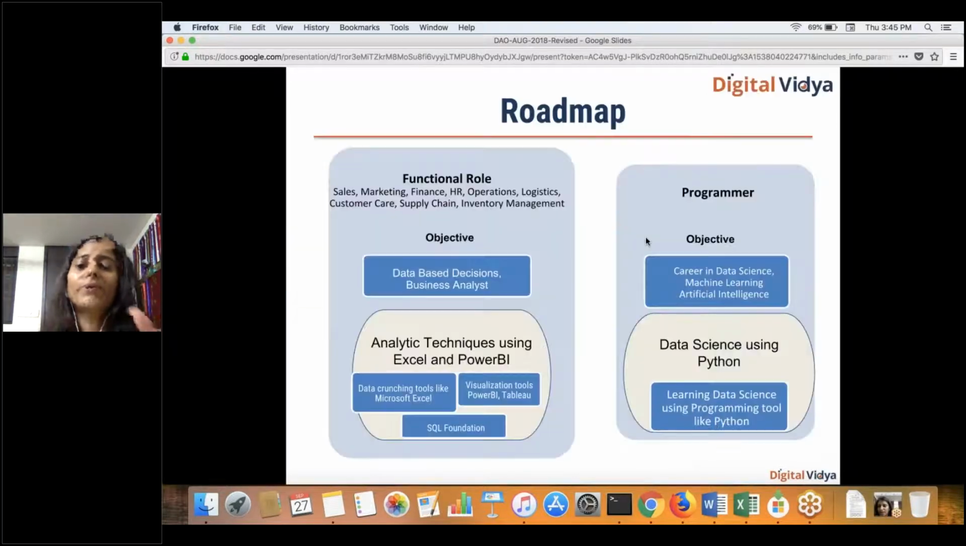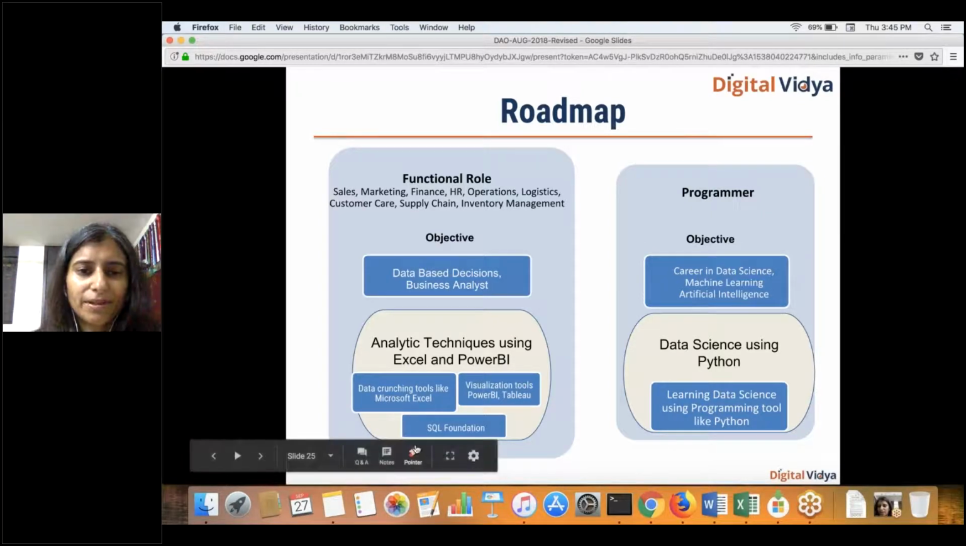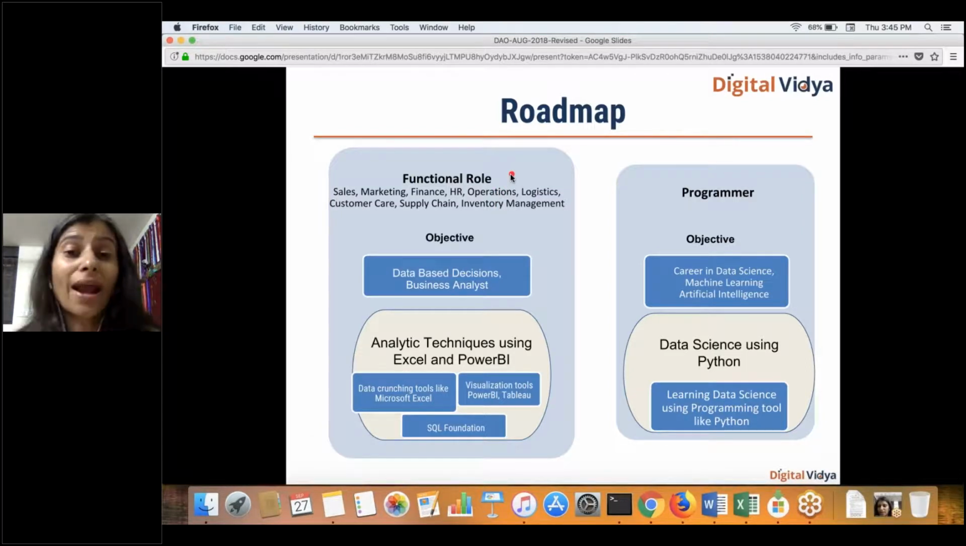So the way we have structured it is very clearly 2 roadmaps for you so that you don't get confused. The one which says functional role on top. This is for people who are not programmers, but you actually own your data. Your sales, marketing, finance, HR, operations, logistics, customer care, supply chain, inventory, the list goes on. I can't really comprehensively cover, but you own the data. Your objective is to make data-based decisions, or you're a business analyst.